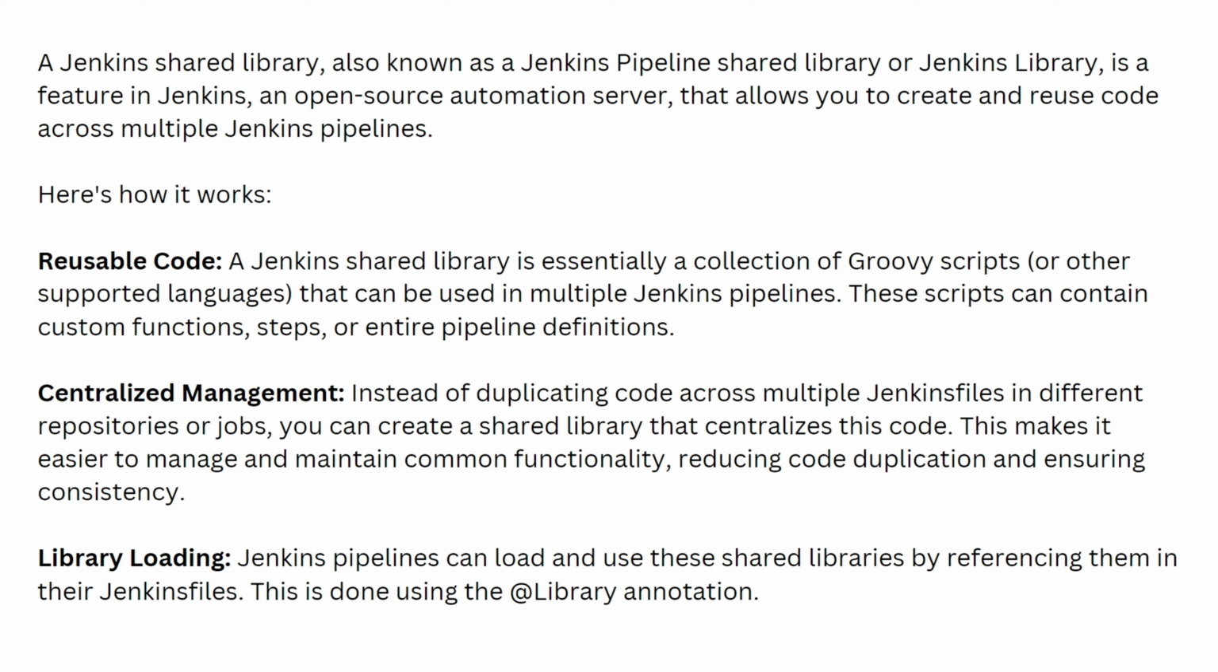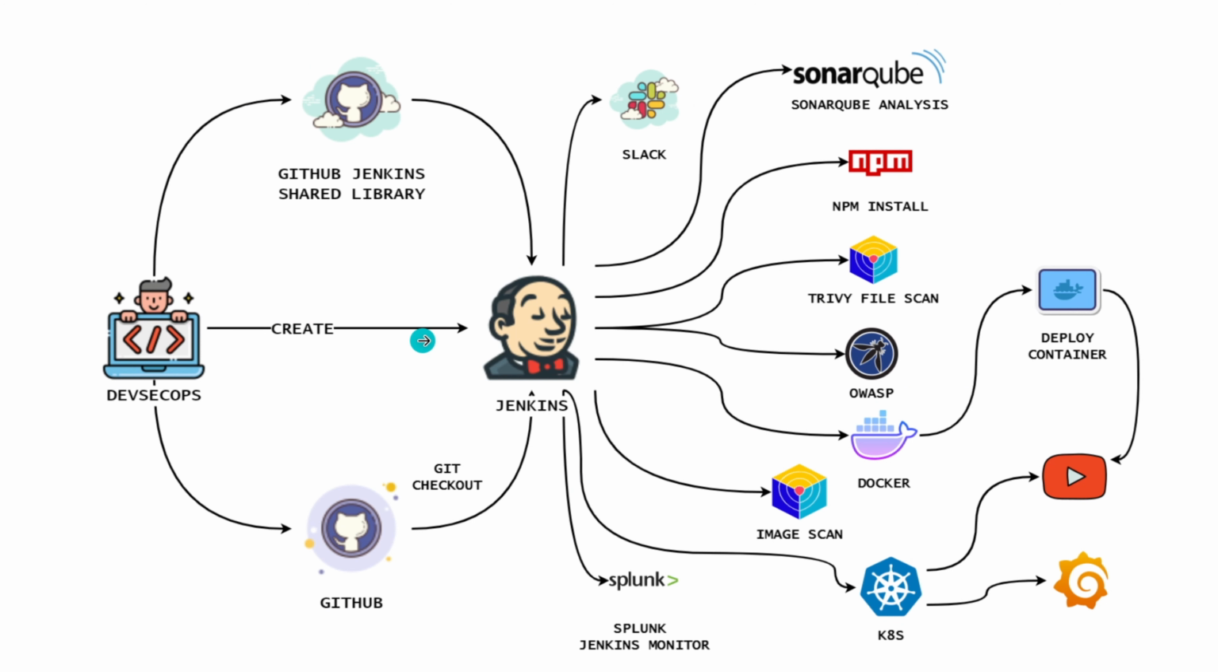You can call the shared library from a pipeline and deploy the application very easily. It also helps to deploy your applications much faster, and it reduces the time spent writing code. That's why we are using the Jenkins Shared Library in this video. So this is the complete first structure. Whenever we create, Jenkins will create this SonarQube analysis, install dependencies, Trivy file scan, OWASP dependency check, Docker build and push, image scan, and Kubernetes deployment.